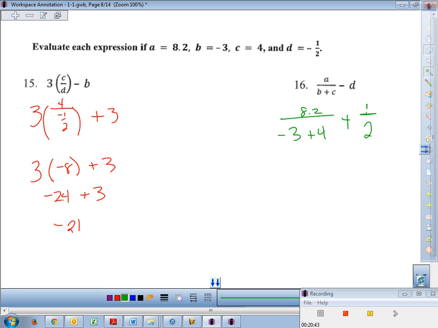We cool on the substitution? Clean up the denominator down here. That's really how much? 1. So it's really 8.2 over 1, which is really just 8.2. Are you cool with that? If something's over 1, you can get rid of that.